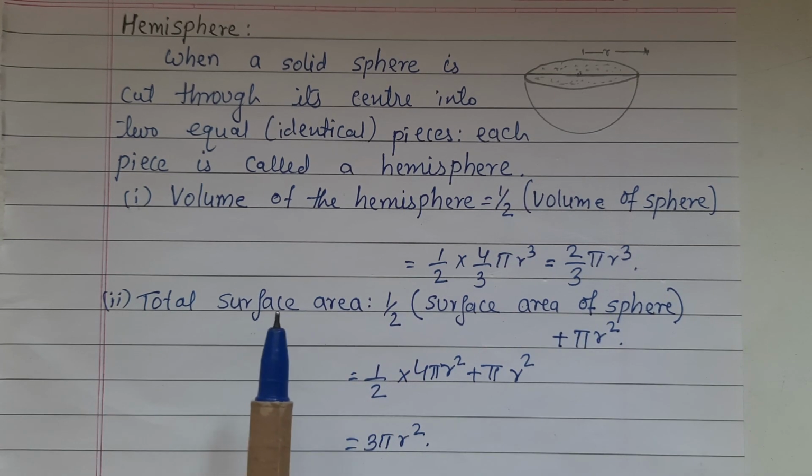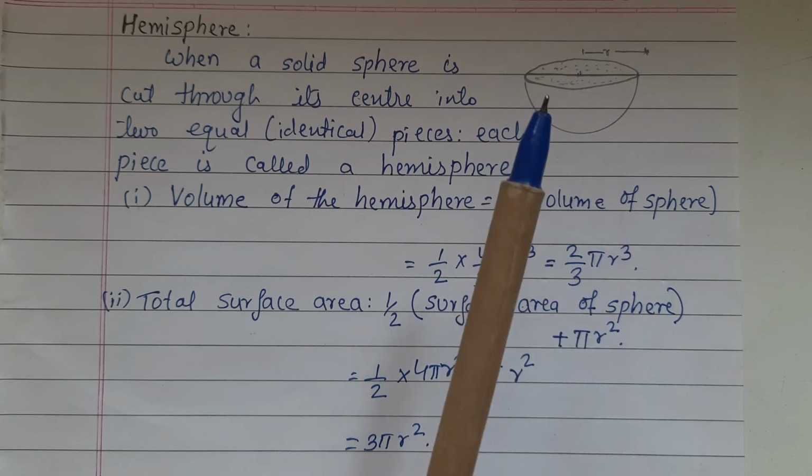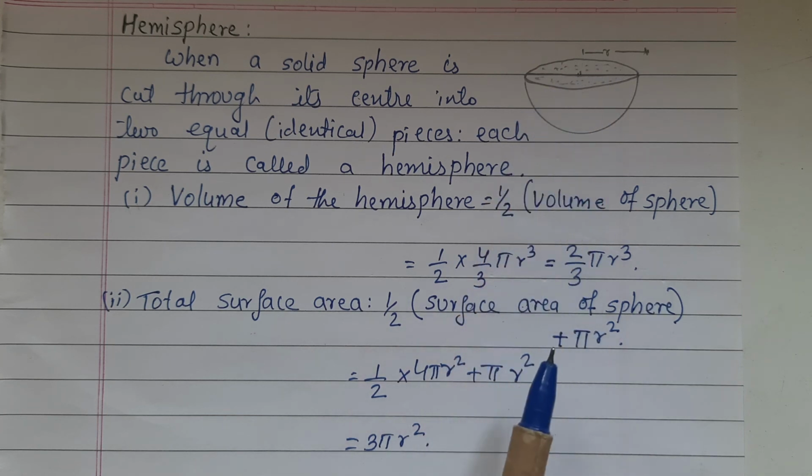Second, total surface area is equal to half the total surface area of the sphere plus the area of the circle, which is pi r square, equal to half into 4 pi r square plus pi r square, equal to 3 pi r square.